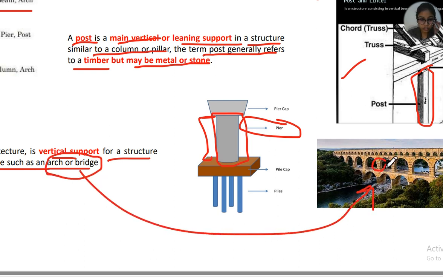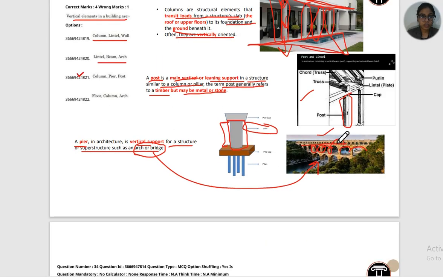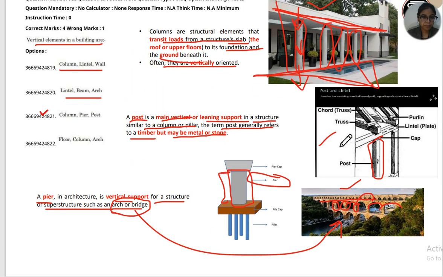So this is your arch, and it is acting as a vertical support in this image, and throughout you have your arches, or your bridge. So here also this part will be known as your pier. In this way we can categorize the column, post and the pier. These three are all vertical elements. So option number 3 will be your correct answer.